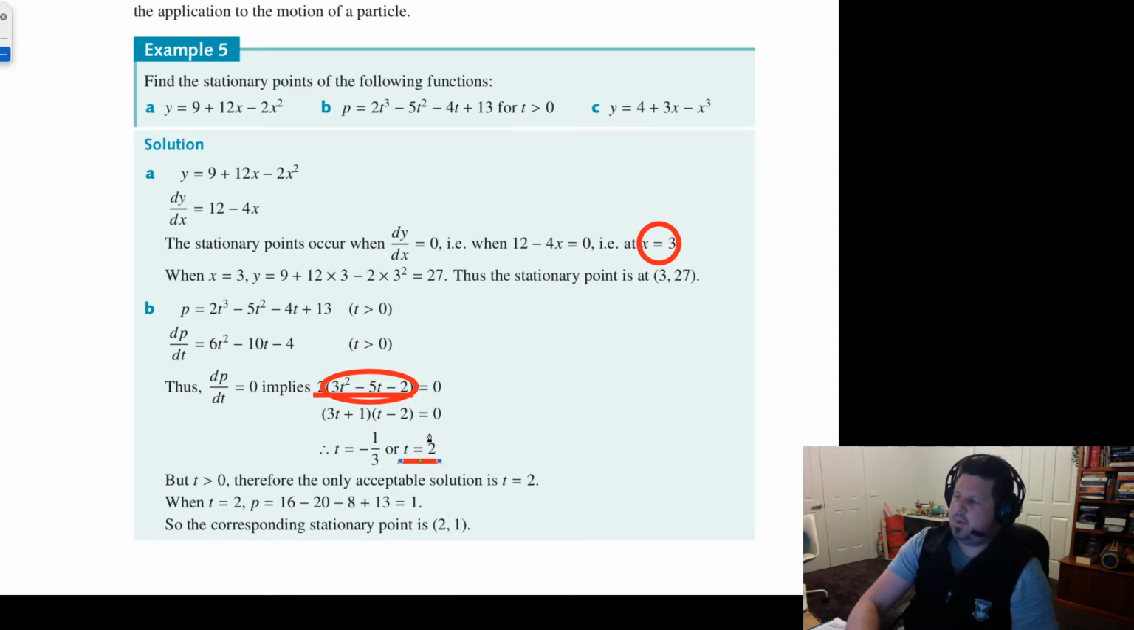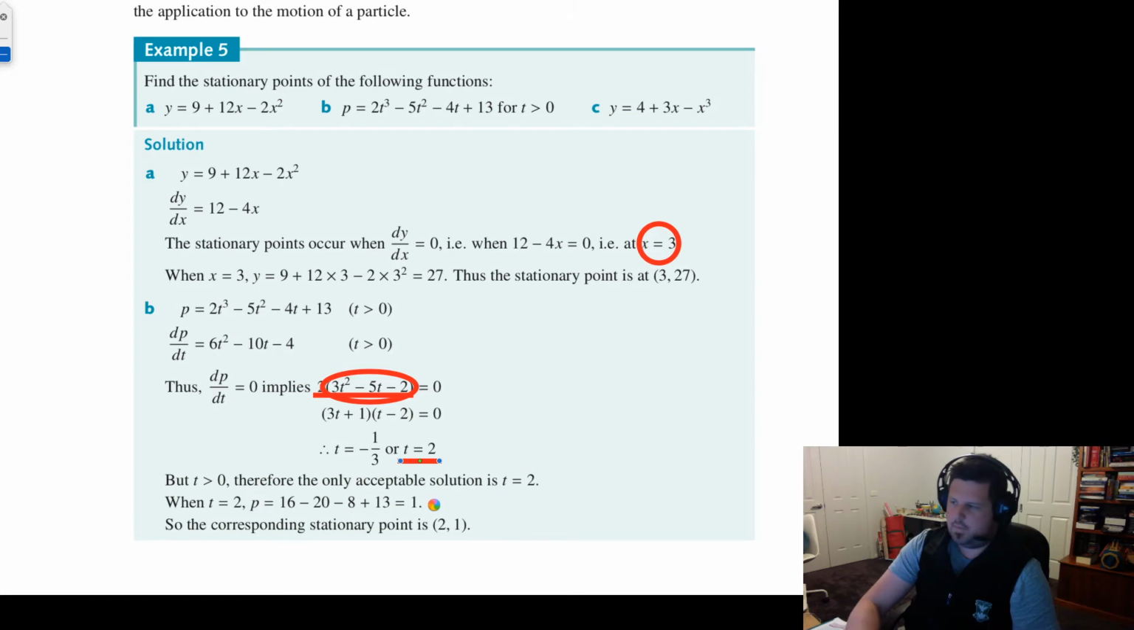Because this is the one that falls into that particular domain, we're going to substitute it into the original equation to find its corresponding y coordinate. So 2 being substituted into the original equation is as follows, and it evaluates to 1.